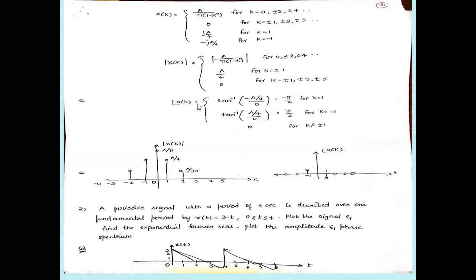Similarly, you can also find out the phase angle. What is the phase angle? It is tan inverse of the imaginary coefficient by the real coefficient. What is the real part here? There is no real term because it is 0 plus j into a by 4. Anything by 0 is nothing but infinite. Tan inverse infinite is pi by 2.